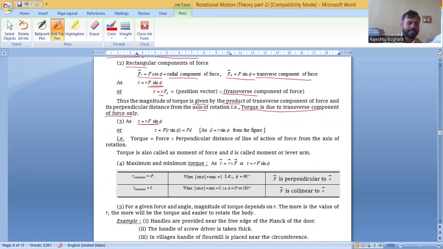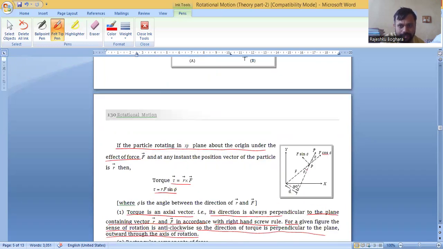Torque equals R F sin phi, which means F times R sin phi. So R sin phi is D. So torque equals F times D. In the figure, this is the perpendicular. D is the opposite side of phi, so D means R sin phi. It is the perpendicular distance from the origin to the line of action of the force.